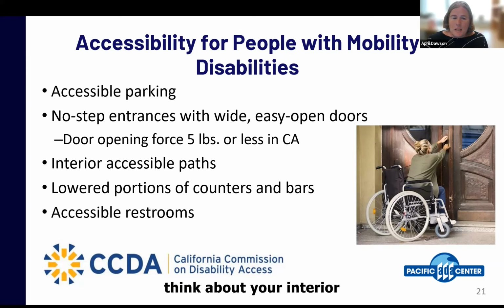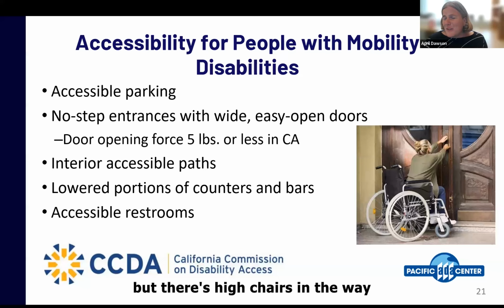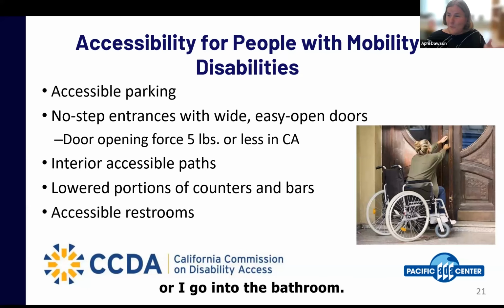Also think about your interior accessible paths of travel. I can't tell you how many times I go to businesses and I'm trying to use the bathroom. So I'm thinking about leaving my table to use the bathroom, then to come back and pay and then head out. Those are all examples of interior accessible paths. Let's say I try to go to the bathroom, but there are high chairs in the way, or I go into the bathroom. Let's talk a little bit about accessible restrooms.